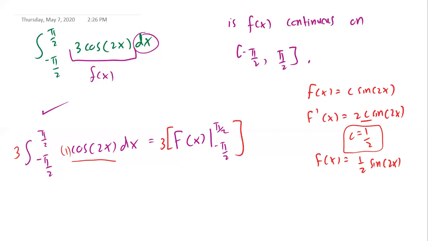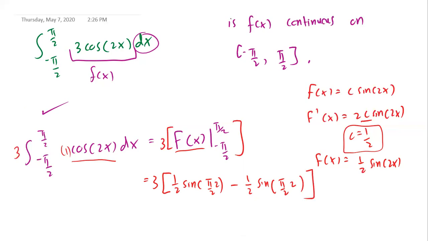Once you find an antiderivative, then just evaluate at the endpoints. So it's going to be 3, and just worry about the constant at the end. Big F of x is 1/2 sine 2x. Evaluate at the upper endpoint, right? So at pi over 2. Then you subtract the antiderivative evaluated at the bottom endpoint. Oh, and there's a 2 there. Yeah, forgot the 2 there.